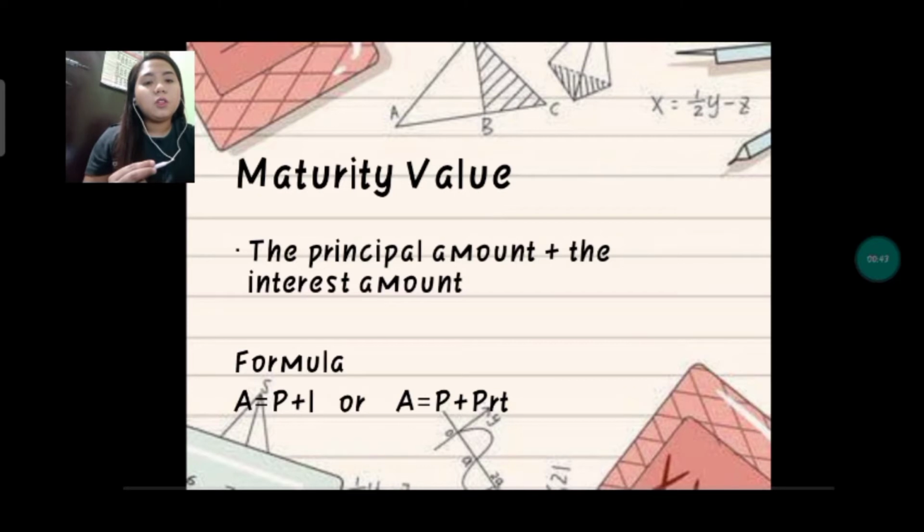In simple interest, we have the maturity value. To get the maturity value, we simply add the principal amount and the interest amount. So the formula of this is A = P + I, or A = P + PRT. To further understand what is simple interest, let us check example number 1.